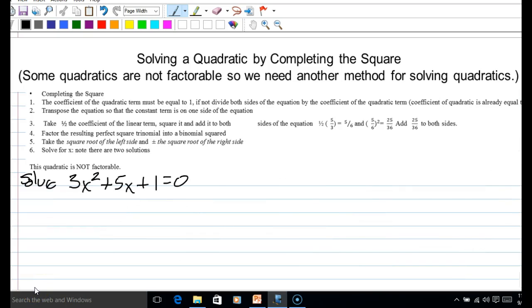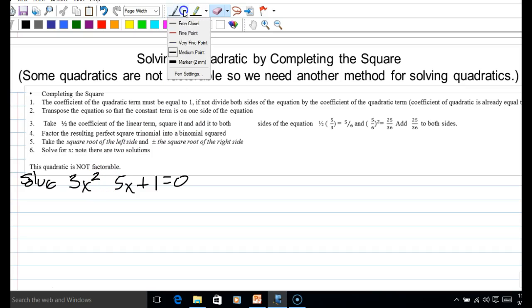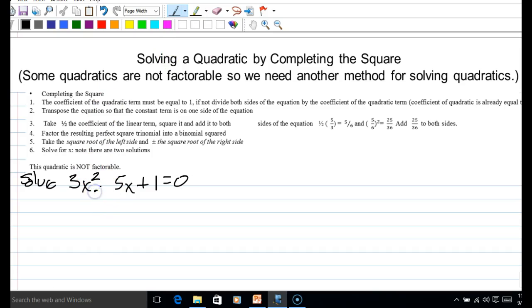Not all trinomials are factorable, so we can't find the solution to this particular trinomial, 3x squared plus 5x plus 1 equal to 0, because this particular trinomial is not factorable. So we have to use a different method, and the method that we're illustrating here is completing the square. So I have the equation 3x squared minus 5x plus 1 is equal to 0.